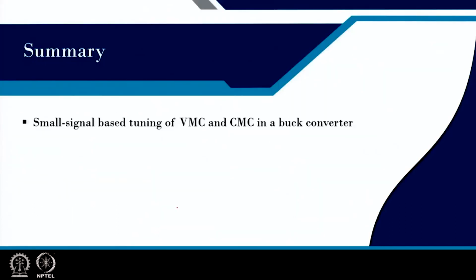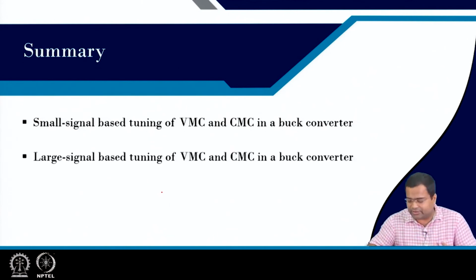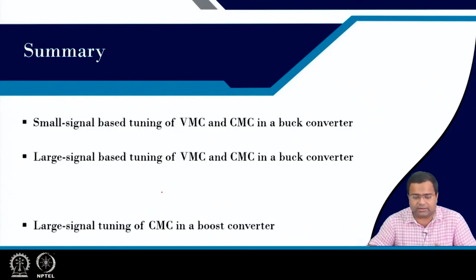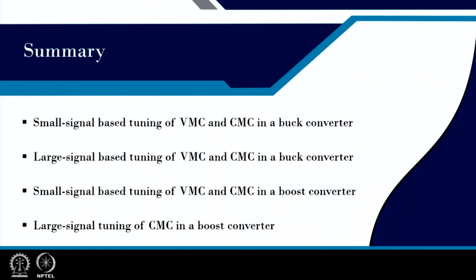So, in summary, we have discussed small signal based tuning of voltage mode and current mode control in a buck converter. We have discussed large signal based tuning of voltage and current mode control of buck converter. We have discussed the large signal and small signal. We have discussed small signal based tuning of voltage mode and current mode control in a boost converter, and we have compared the large signal based tuning of current mode control in a boost converter with and without current limit, and we saw the large signal based tuning can significantly improve the transient performance of DC-DC converter compared to the small signal model. So, with this I want to finish it here. Thank you very much.